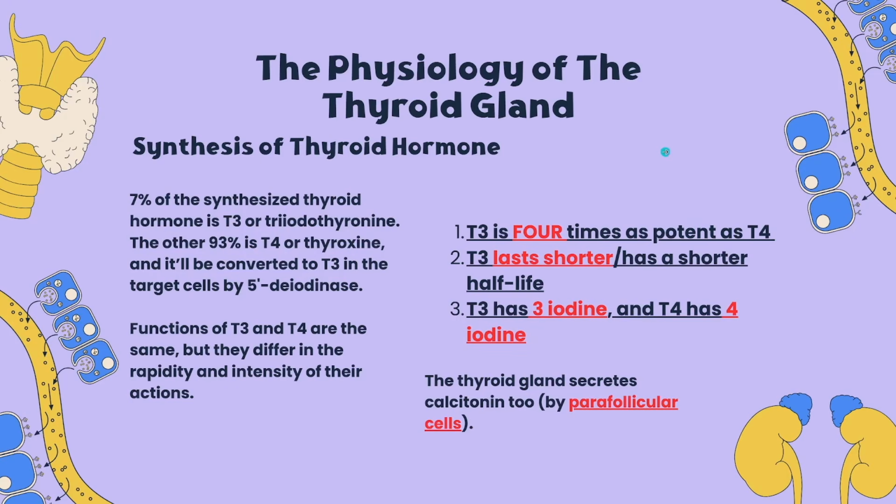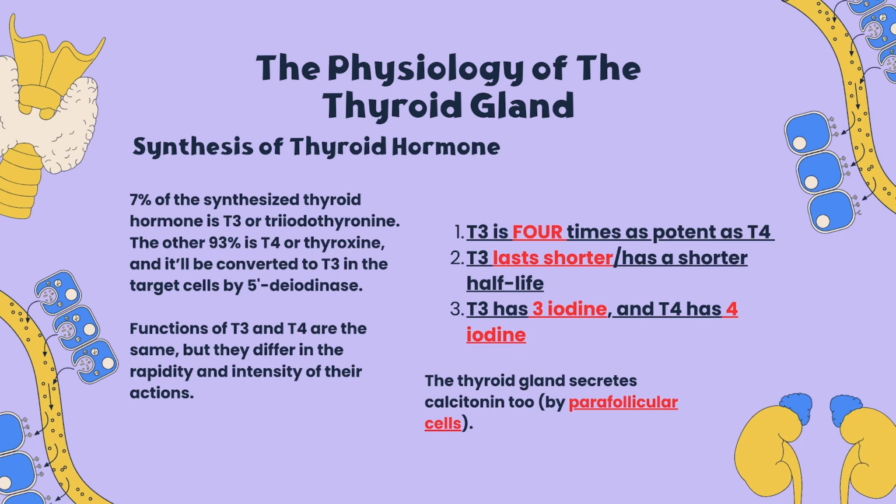So in physiology we're going to talk about the synthesis of the secretions of the thyroid gland. The thyroid gland, to be specific, the follicular cells of the thyroid gland synthesize T3 and T4, which is triiodothyronine, and T4, which is thyroxine. 7% of the synthesized thyroid hormone that the follicular cells synthesize is going to be T3, while the other 93% is going to be T4.